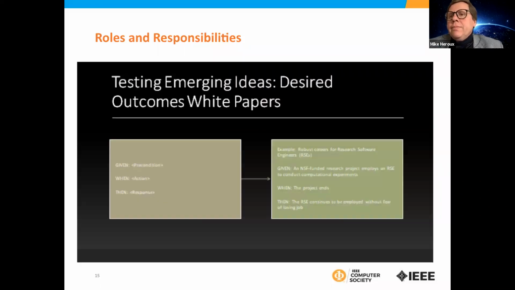Next, please. And then again, this is just a pattern, not meant to be restrictive, but to give a sense of, suppose that we want robust careers for research software engineers, and then given a condition, say a project ends, what happens? What we want to happen is that this research software engineer continues to be employed without fear of losing a job. And in a lot of institutions, in my experience, that's not the case right now. So how can we fix that?